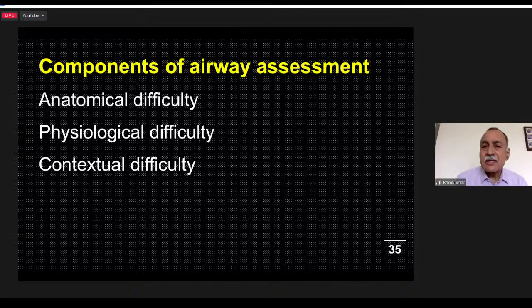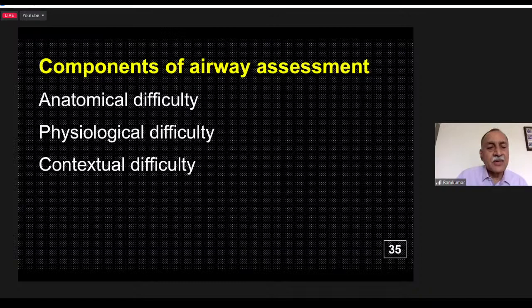And one of them is the physiological difficulty, which we'll talk about a little later, which is nothing but physiological reasons that pose a hindrance to your achieving a safe and successful airway. And finally, the contextual difficulties, which we'll talk about in a little more detail. So these are the three major components of airway assessment: anatomical, to evaluate or identify anatomical difficulty, physiological difficulty, and contextual difficulty.